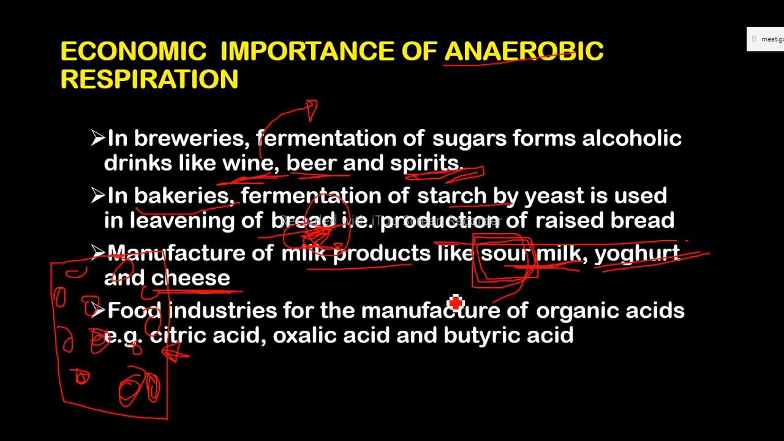And finally, food industries manufacture organic acids such as citric acid, oxalic acid, and butyric acid. Now these are derivatives of lactic acid, I think, that is produced. So you can use the lactic acid that is produced to form these acids, and so on and so on and so on.